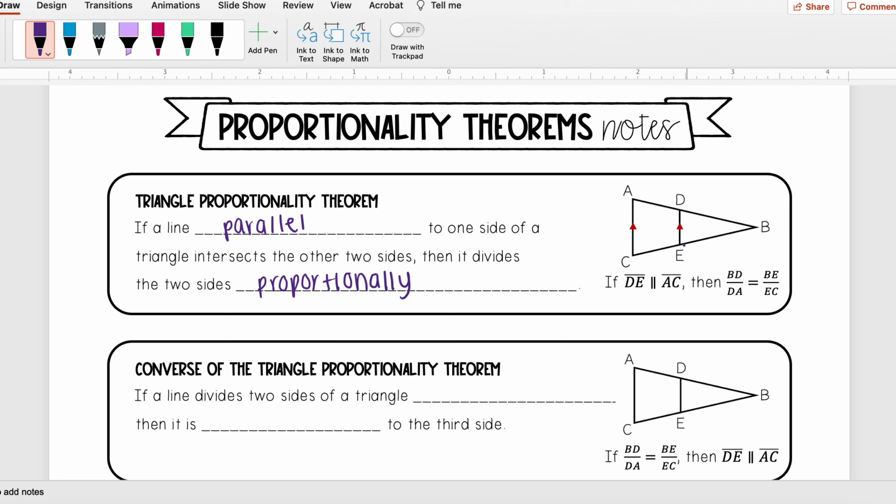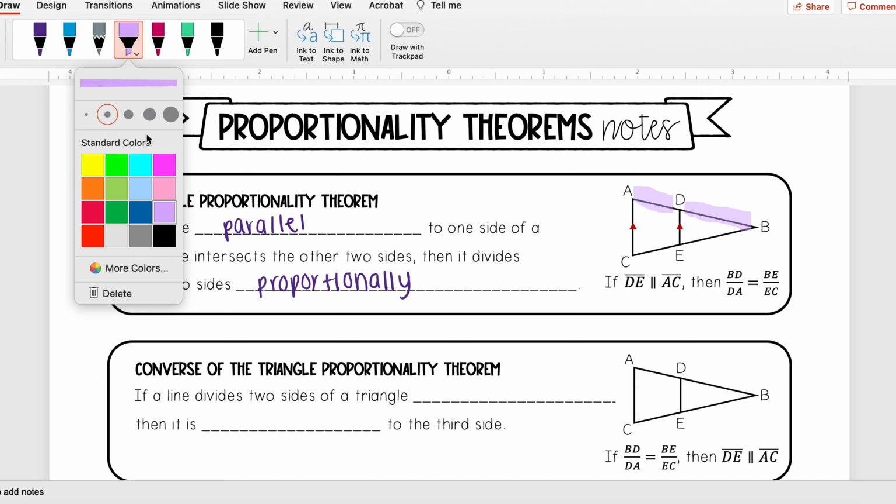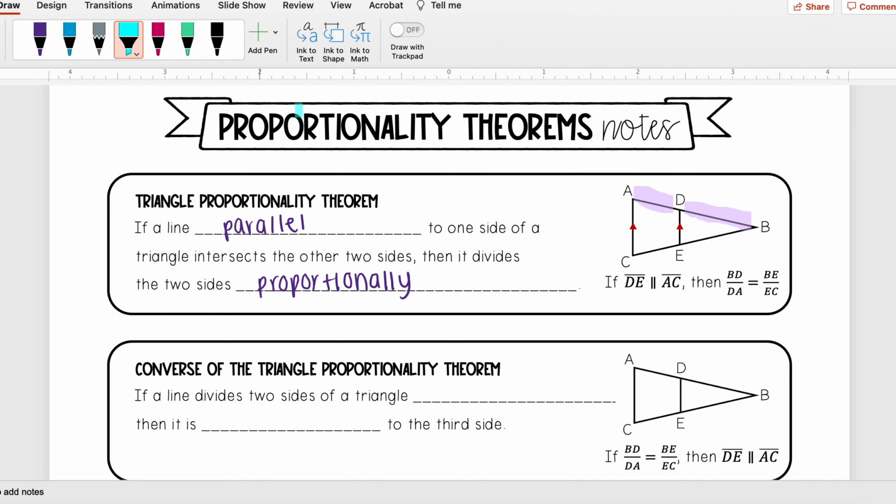So we can see an example of this on the right hand side. I see that this side DE is parallel to AC. So that would therefore mean that BD over AD is equal to BE over EC. And so we get a proportion there.